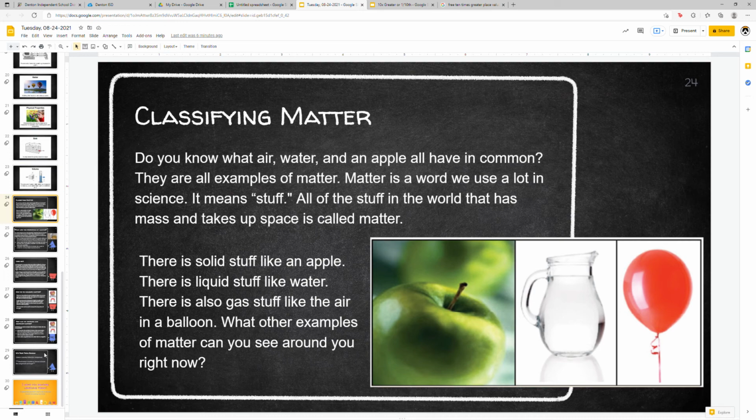There is solid stuff like an apple. There is liquid stuff like water. There is also gas stuff like the air in a balloon. What other examples of matter can you see around you right now? Well, I'll give you some hints. The desk you're working at, your laptop, your paper, your pen, your pencil. There are a multitude of possible answers here.